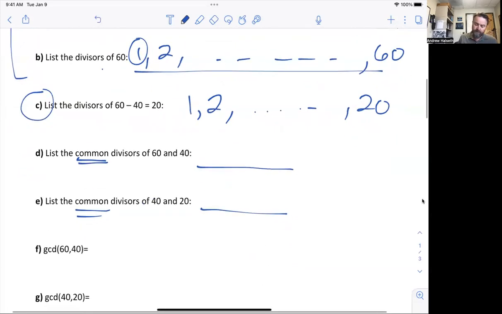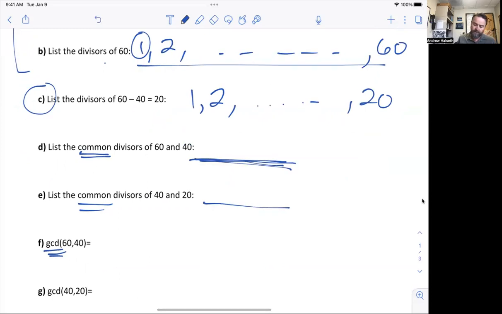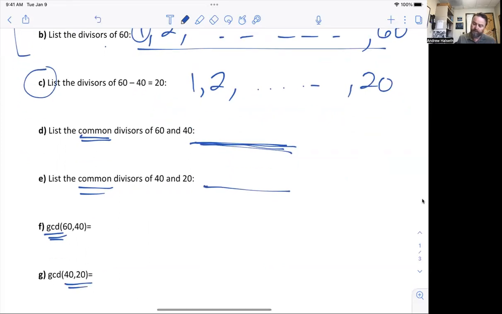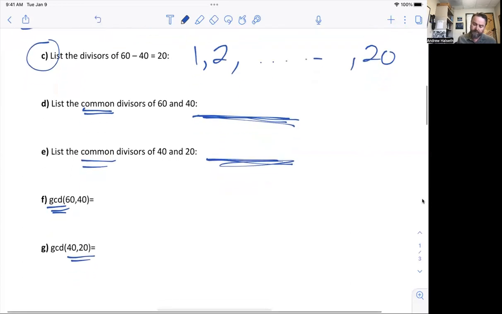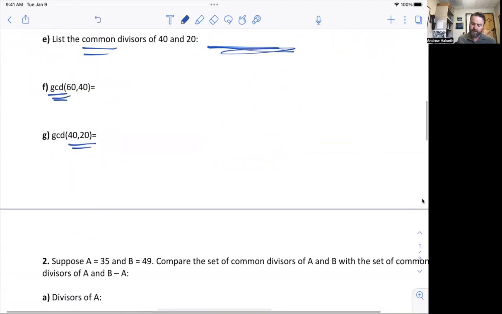Finally, what's the GCD? When you see GCD, it's the greatest common divisor. Greatest common divisor of 60 and 40. That would just be the biggest number that's in your list of common divisors. It's the greatest one in your list. So what is the greatest common divisor of 60 and 40? And then the greatest common divisor of 40 and 20. What's the biggest number you have in this list? Okay, so hopefully that makes sense or helps to navigate those questions.